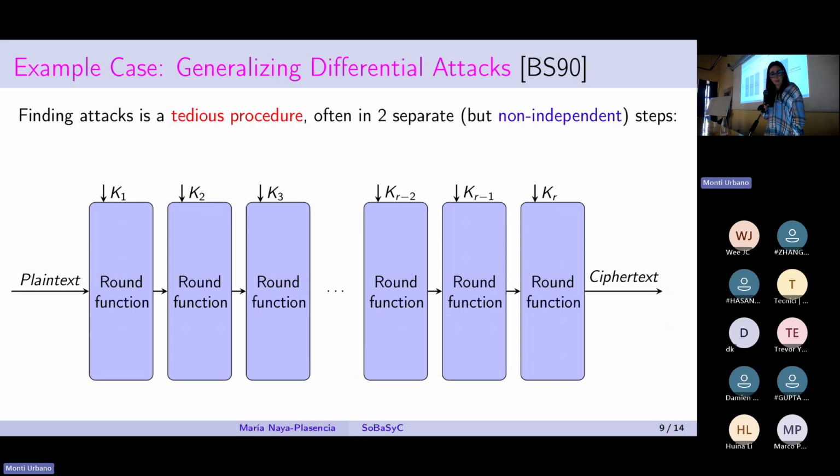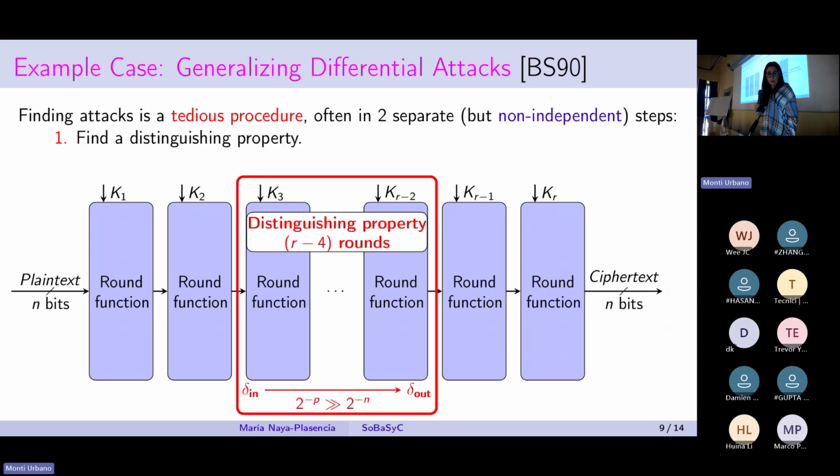So in most of the attacks, we have 2 steps. And finding the attacks is a very tedious procedure that is often done in 2 separate steps, though the steps are not independent. But the best we know how to do it and how to implement it, we don't know yet how to combine them or how to propose an algorithm for obtaining the optimal attack, considering both at the same time.